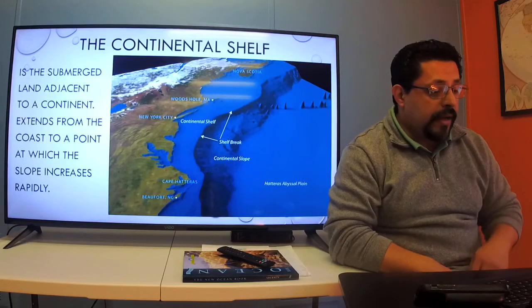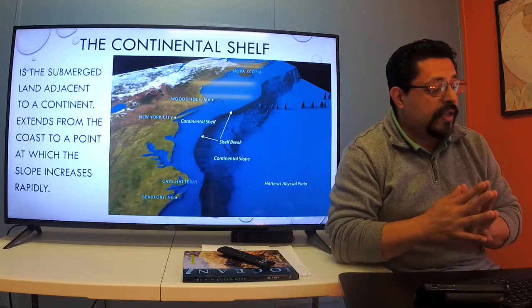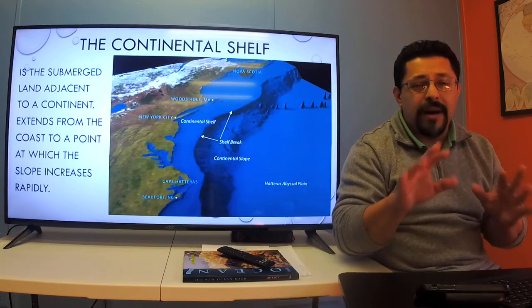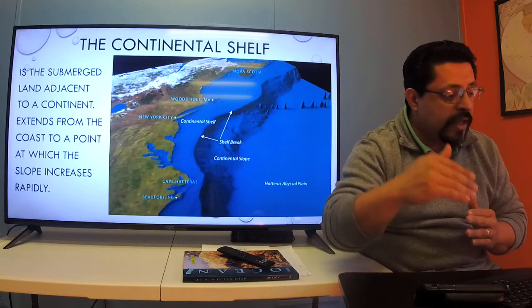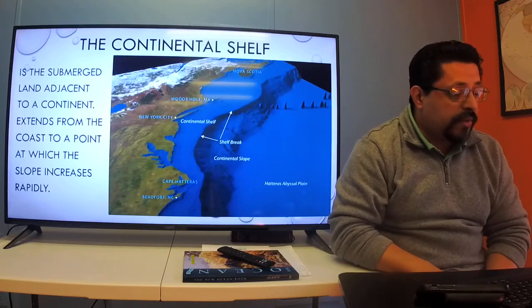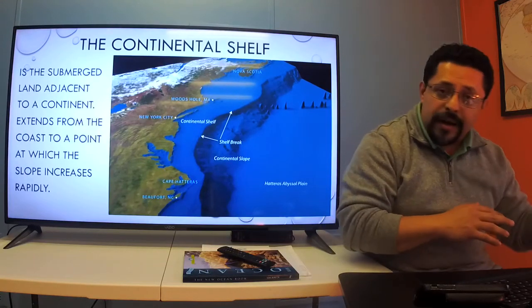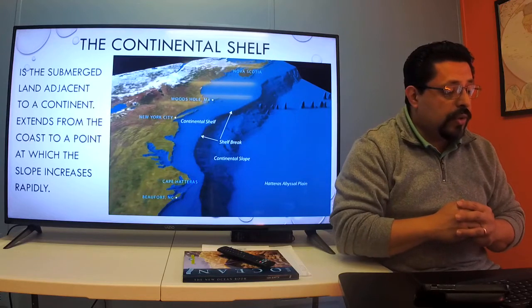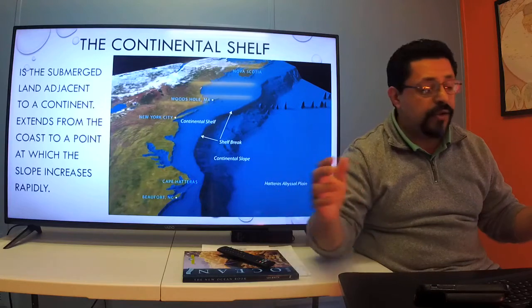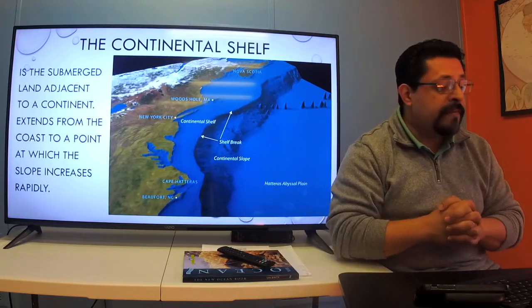Okay, typically the continental shelf is 10 miles or more out to sea. However, the width of the continental shelf can vary from 1 mile in some places to, in some areas out in the Pacific Ocean, up to 750 miles. But the average is about 10 miles or so, okay?